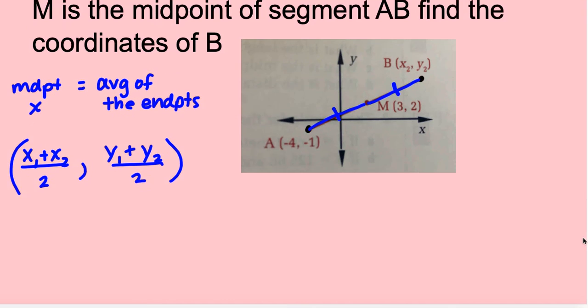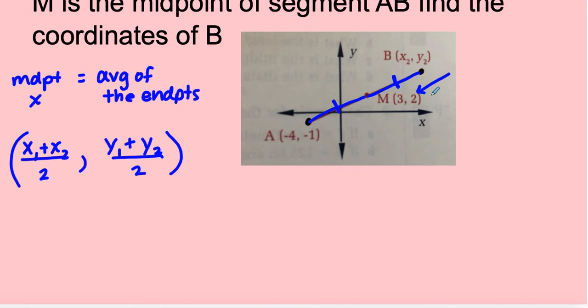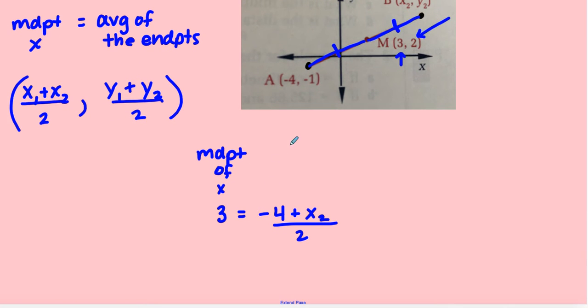All right, but this one's a little bit trickier because they gave me the midpoint. So I'm going to have to set up my own equation to solve. I want the midpoint of x, so let's find the x coordinate of the midpoint. The midpoint, the x coordinate, is 3, which is equal to -4 plus x2 over 2. Now I'm looking for the endpoint, so you can see that's the x2.